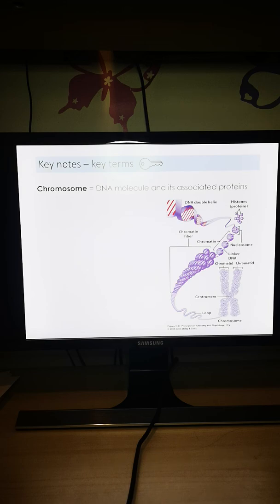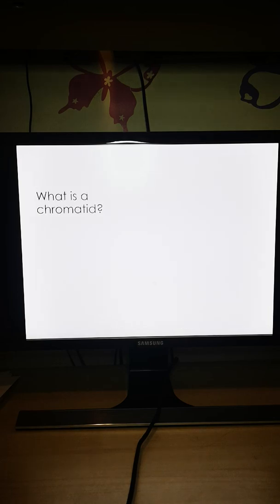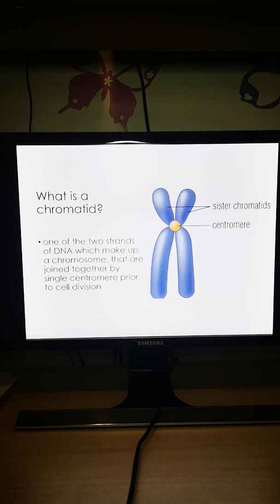Remember, following DNA replication, that will be duplicated. So just a reminder here that following DNA replication, we'd have 2 sister chromatids making up the chromosome. What's a sister chromatid then? What's a chromatid? Well, it's one of the strands of DNA which make up the chromosome.